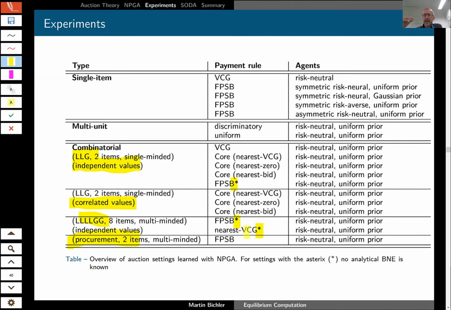For those, we can compute an estimator for the utility loss, right? But just comparing against many other strategies, so to say.